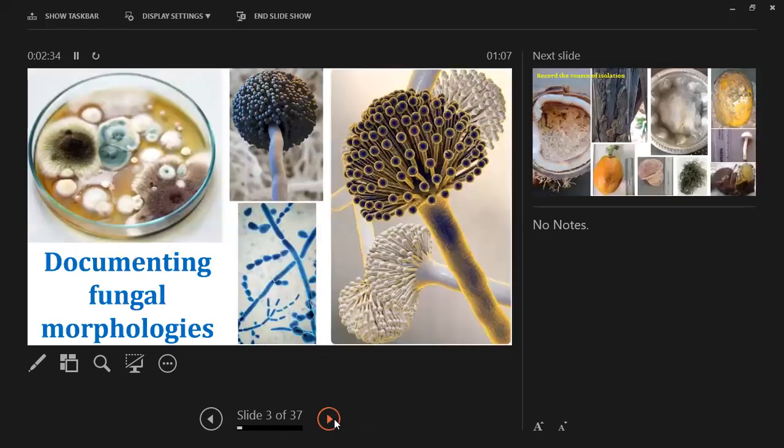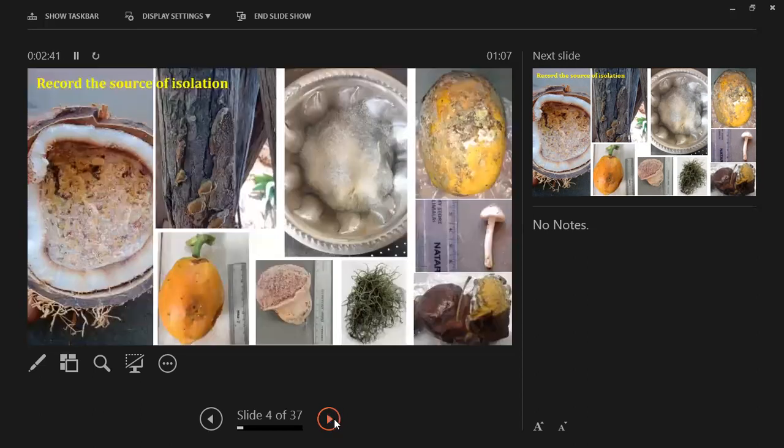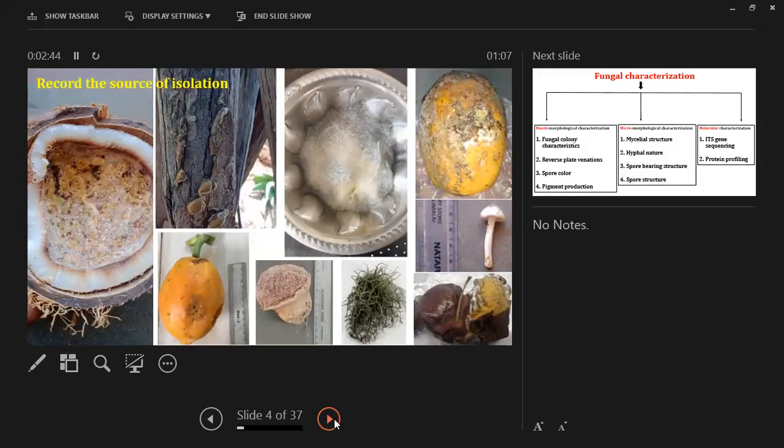So while concentrating on different experiments today, I will be talking about how to document the fungal morphology because it is very much important. The documentation should start from your source of isolation, from where you are going to isolate your fungi. Even the source of isolation should be documented. Okay, so what are the fungal pictures I'm going to show in this presentation? Basically isolated from these sources.